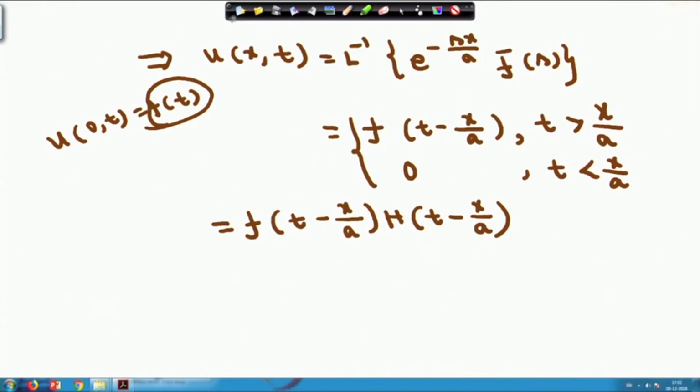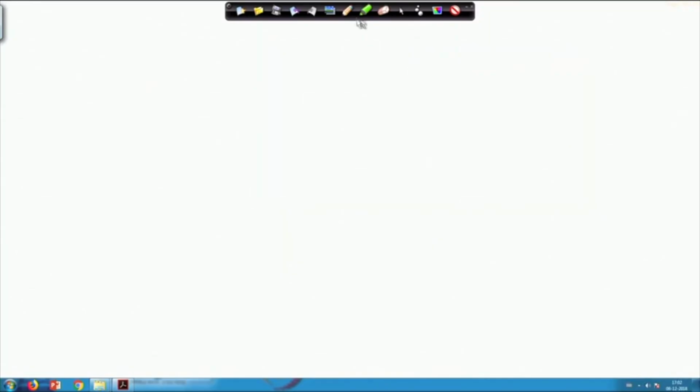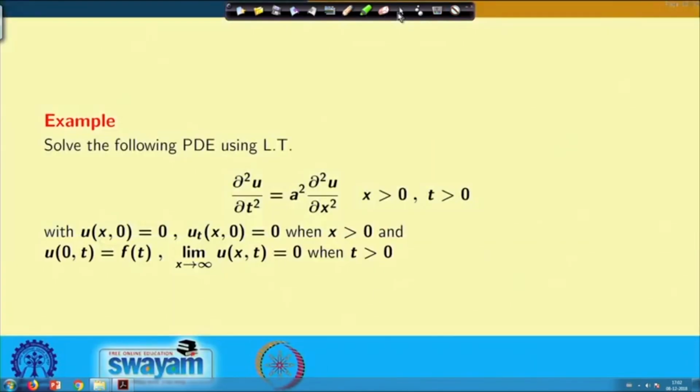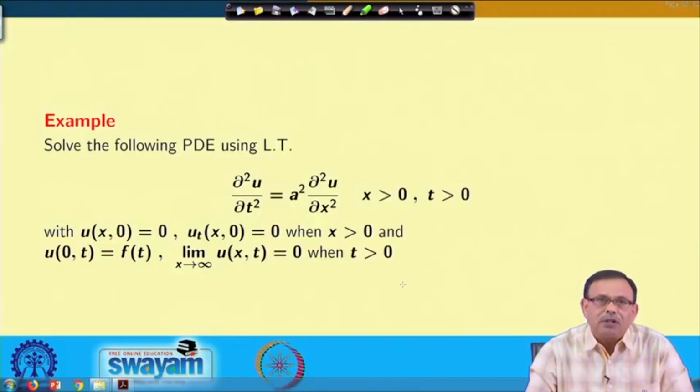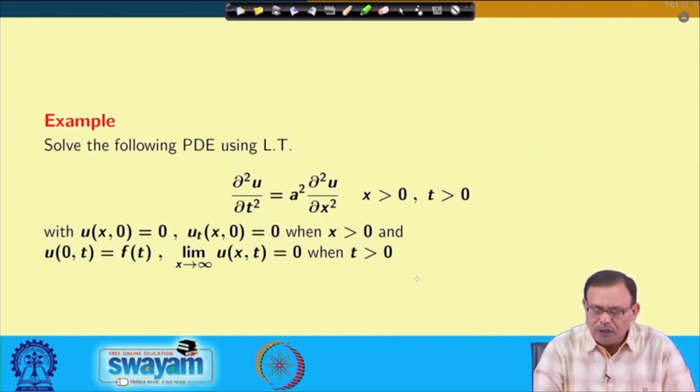So, quickly if we go through this one, your original problem was this: find the solution of this wave equation, del 2 u del t square equals a square del 2 u del x square, with the conditions u(x, 0) = 0, u_t(x, 0) = 0 for x greater than 0, and u(0, t) = f(t), and limit x approaches infinity u(x, t) = 0 whenever t is greater than 0.